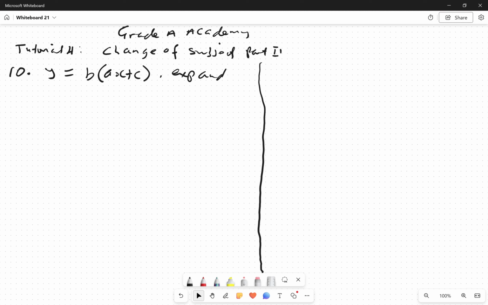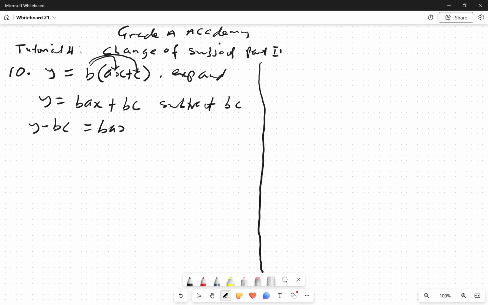So you have to distribute the b: use the b and multiply by ax, the same b you used to multiply by c. So you have y equals b times a times x plus b times c. And since we're looking for a, we subtract. So you can write here, you want to subtract bc, and then you simplify. So you subtract bc, y minus bc is equal to bax.